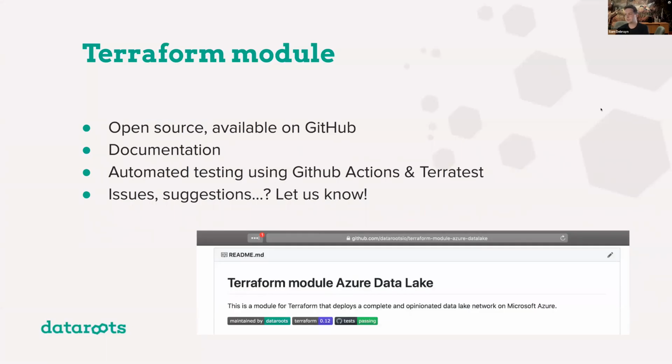The module is available on our GitHub account, so this is the URL. It's open source. You can do with it whatever you want. You can contribute to it if you have some feedback for us, some issues, some suggestions. We have some documentation to get you started and to make sure that the quality of the module stays where it is, that it's stable. We have automated testing set up using GitHub Actions and Terratest. So you're free to use the module however you want, and if you need any help, you can always contact us, and then we will help you setting it up.